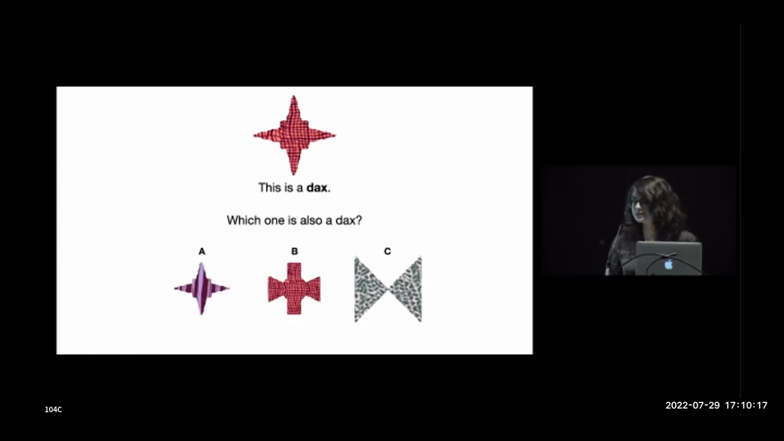All right, so let's call this object a DAX. Now, after viewing these additional objects, if I were to ask you which one of these is also a DAX, you would probably think that it's object A. And I know that because adults, when asked this question, would choose A nearly 100% of the time. And that's due to the fact that it shares its shape with the object I originally presented as a DAX.